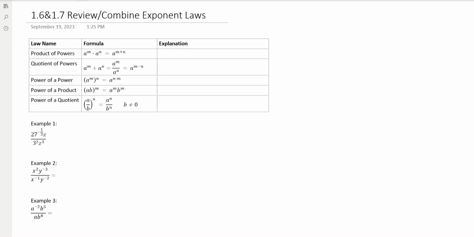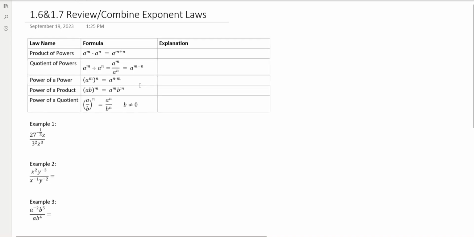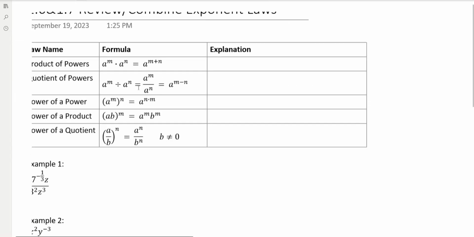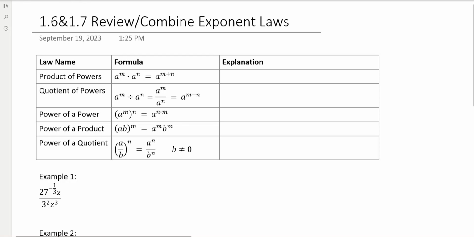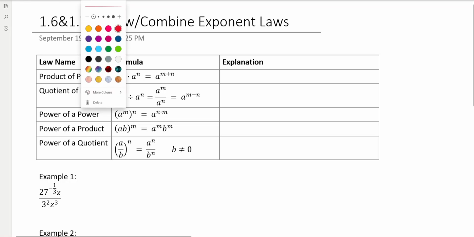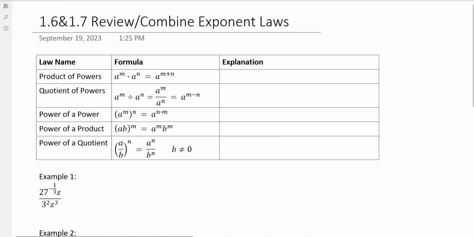So let's get started into the review of exponent laws. Just looking at the rules that we have to apply with all of the different laws here. So we've got the product of powers, quotient of powers, power of a power, power of a product, and power of a quotient.